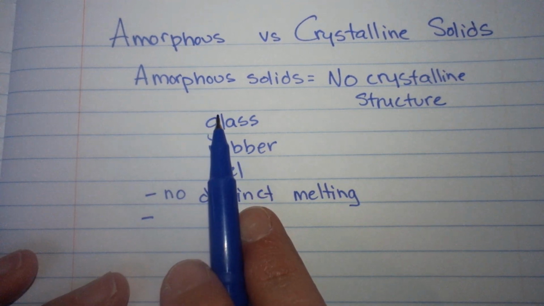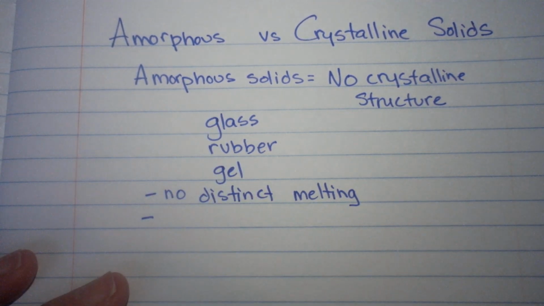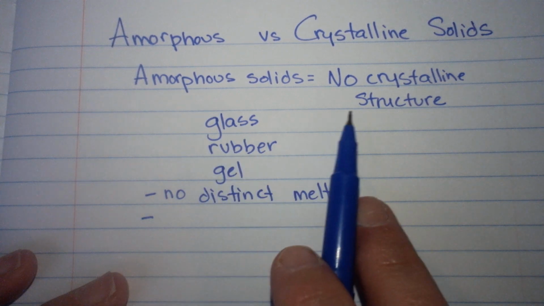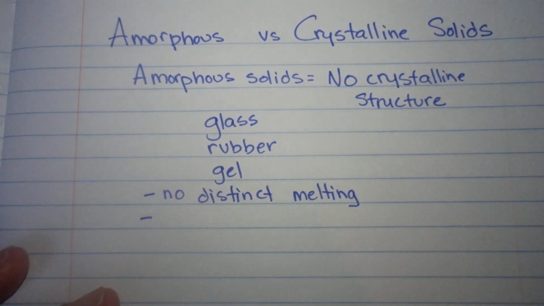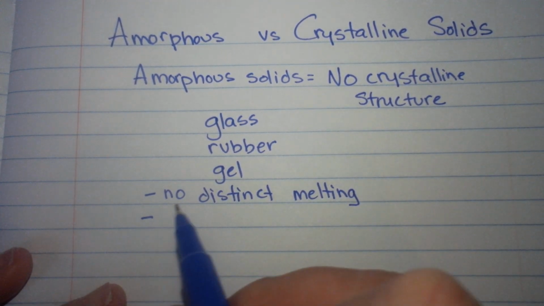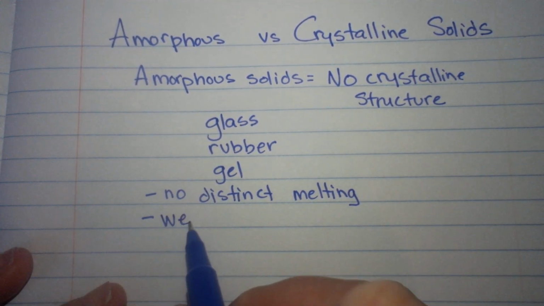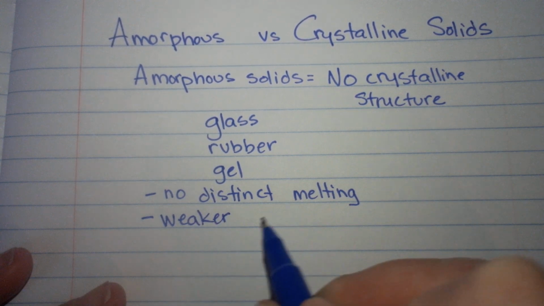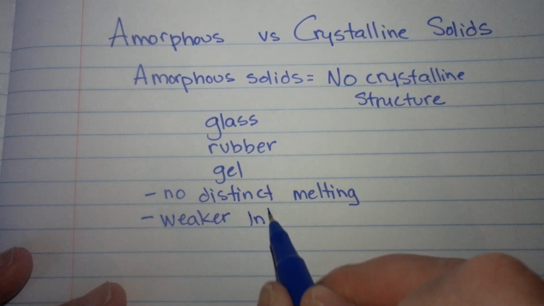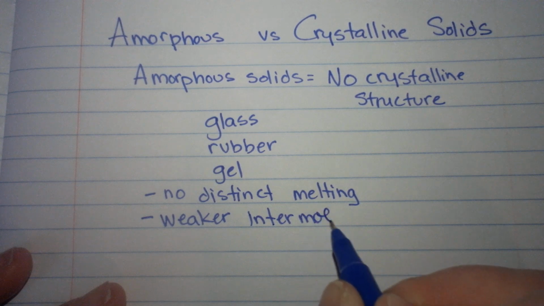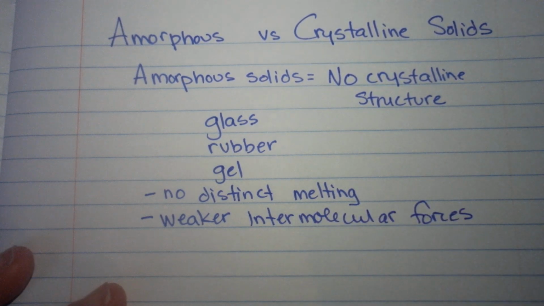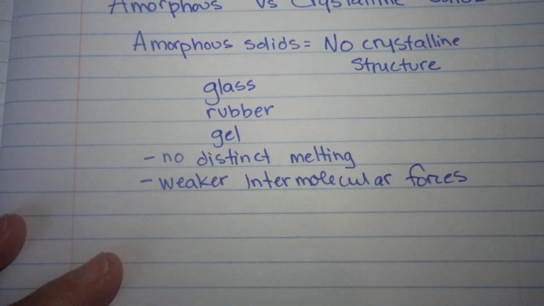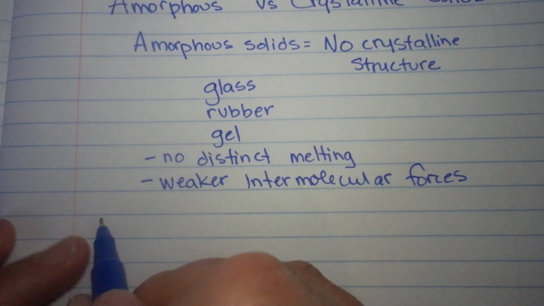Also, you need to know that, and let's think about this. Which one has weaker intermolecular forces? An amorphous solid with no crystalline structure, or an ordered repeating pattern? The amorphous solids have the weaker intermolecular forces. Alright, and that's all you really need to keep in your head for that.